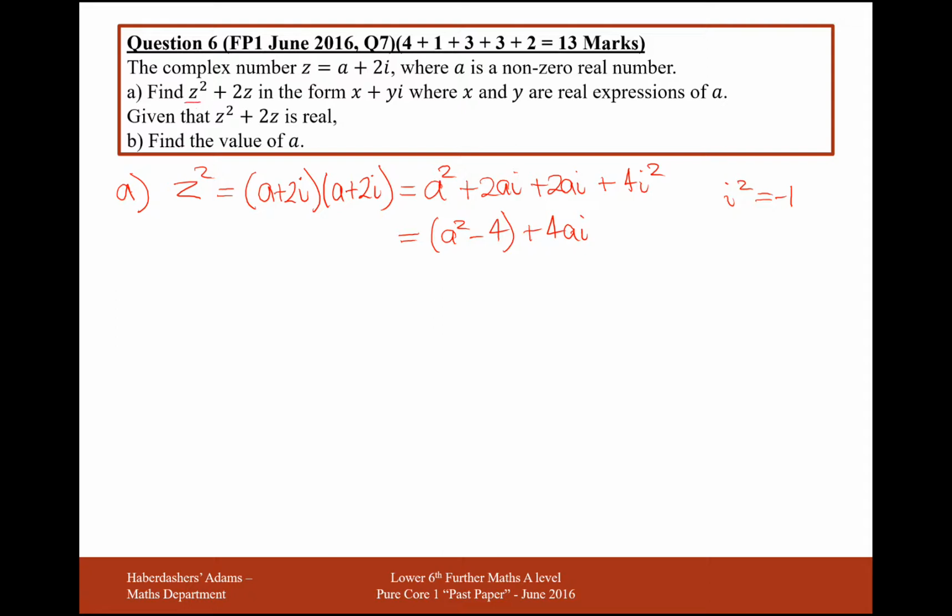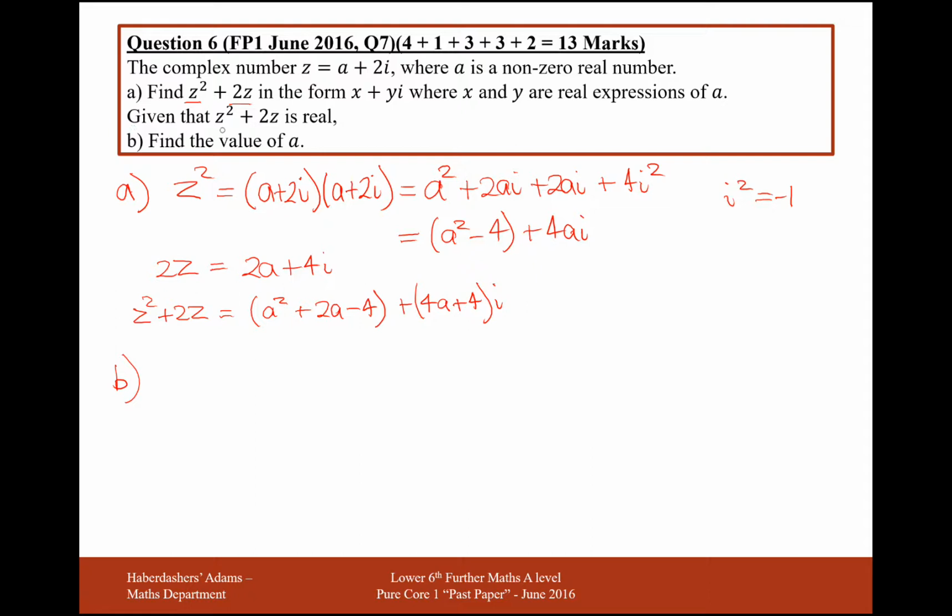We've got z squared at the moment. We now need 2z, and we'll add those results together. So 2z is 2a plus 4i. So adding these two together, and we're going to get a squared plus 2a minus 4, add 4a plus 4 lots of i. Great, so that's our answer for part A.